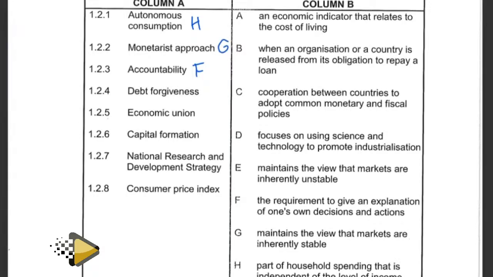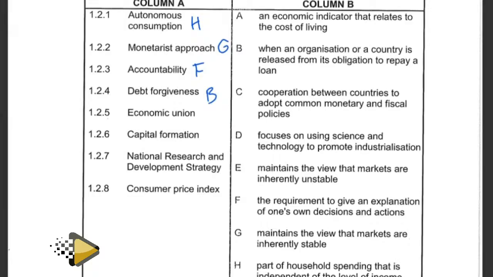When an organization or a country is released from its obligation to repay a loan, that is debt forgiveness. So this country is being forgiven in terms of paying its obligations. It means that this is going to be a bad debt because it is going to be written off before being settled. Okay, grade 12s, now let's move on to the next option.